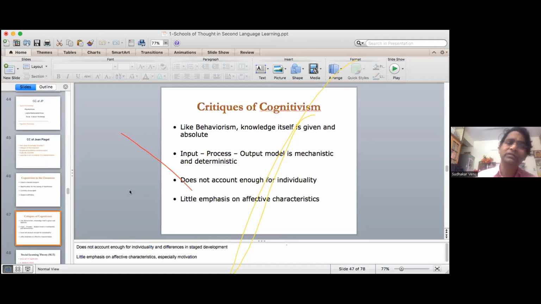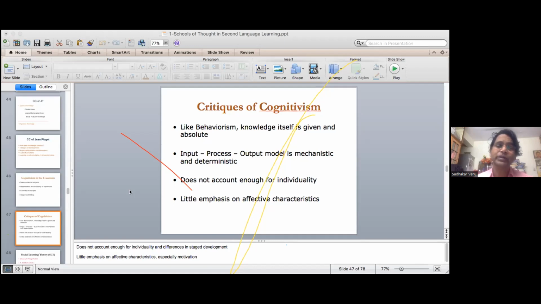And some people are very critical about Piagetian theories. They say that like behaviorism, even Piagetian cognitive constructivism also assumes knowledge is given and absolute. That's very important to figure out. Please underline that knowledge is given and absolute, even for cognitive constructivism of the Piagetian version. Today, in post-structuralist language, we talk about knowledges, not just knowledge. There are different forms of knowledge.